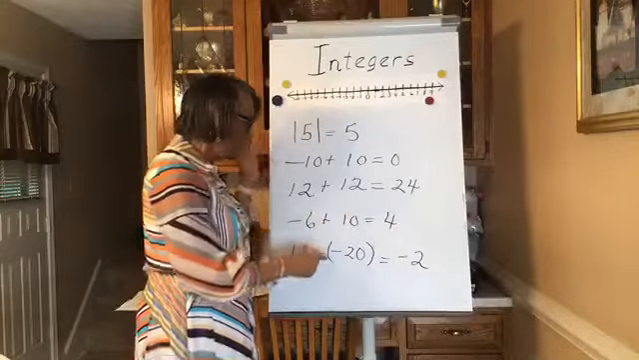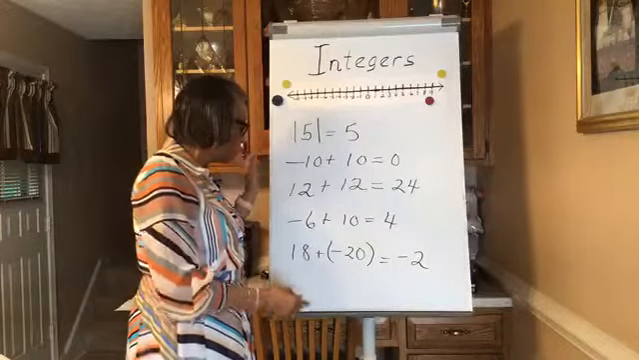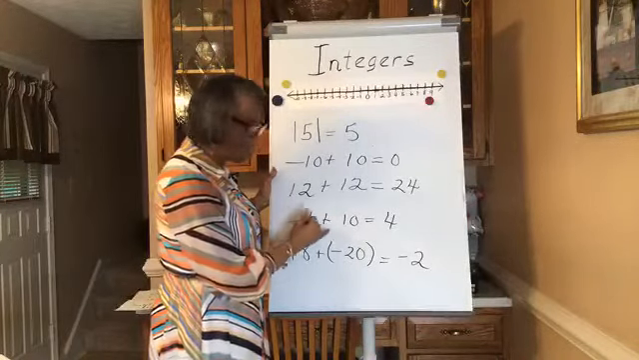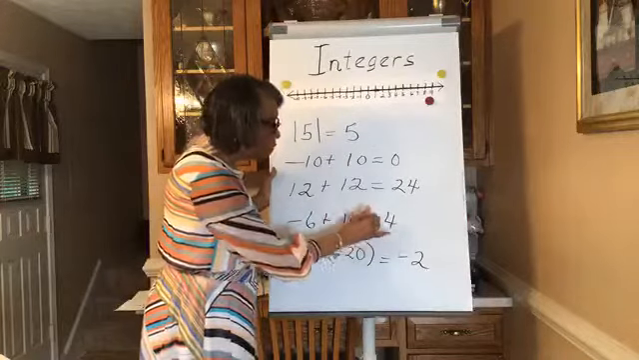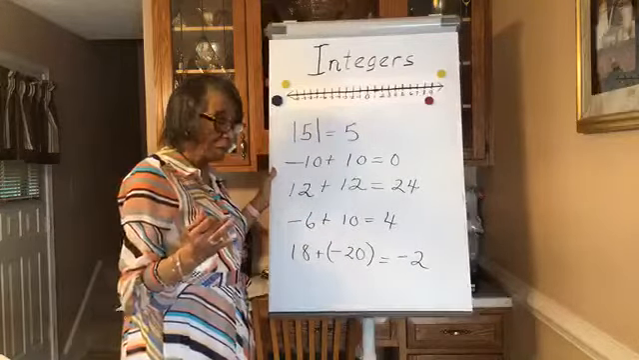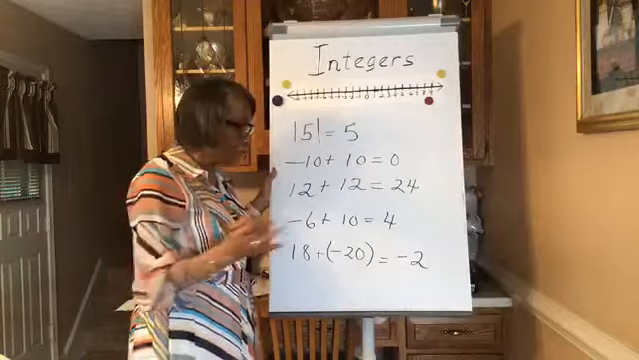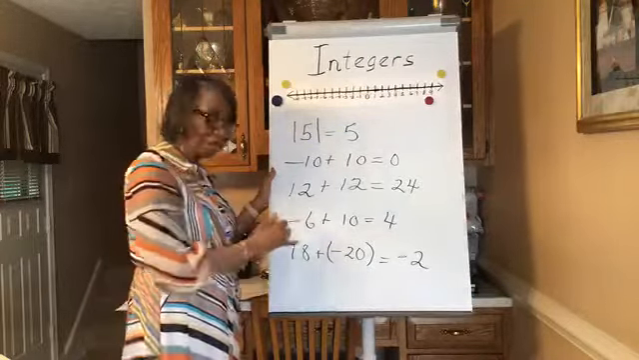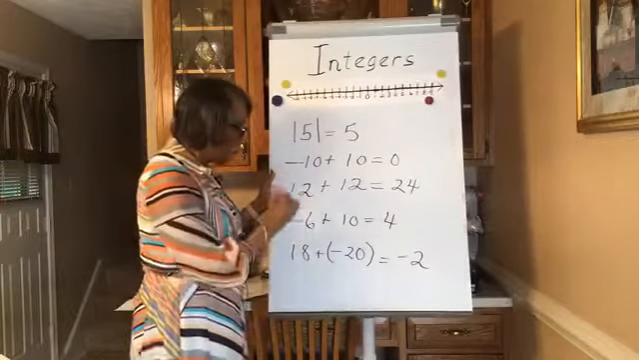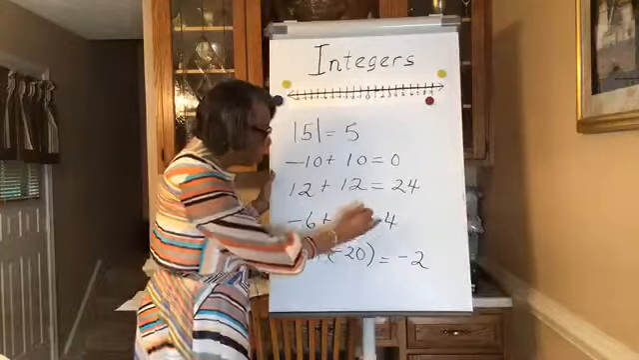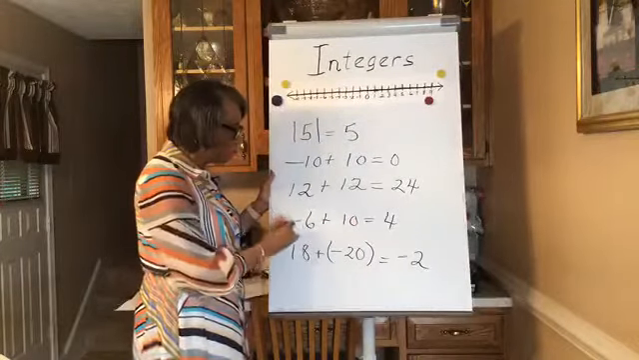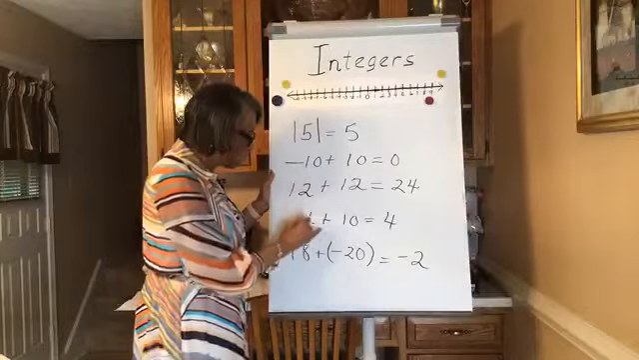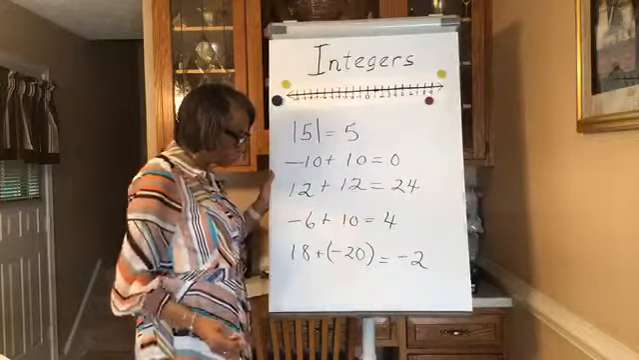Negative 6 plus 10 equals 4. We know that the sign of the sum is going to be that of the integer with the larger absolute value. So 10 has an absolute value of 10, and negative 6 has an absolute value of 6. That means the answer is going to be positive. Negative 6 plus 10 equals 4, because 10 minus 6 is 4.